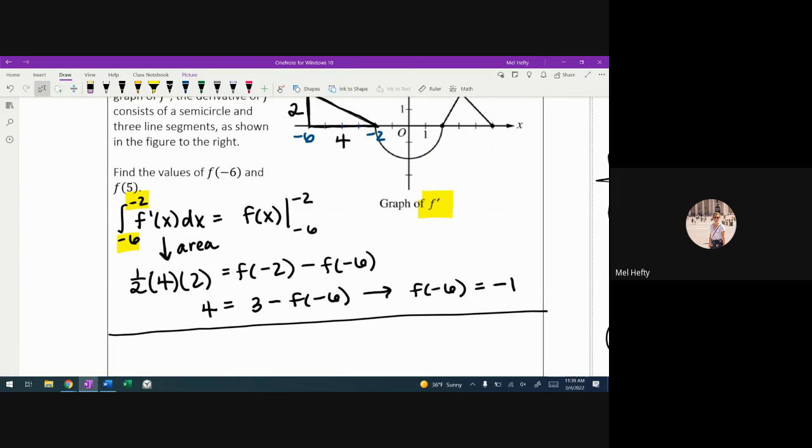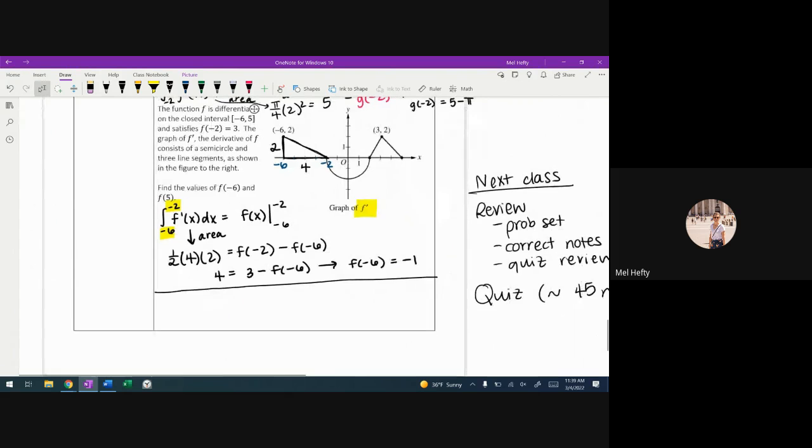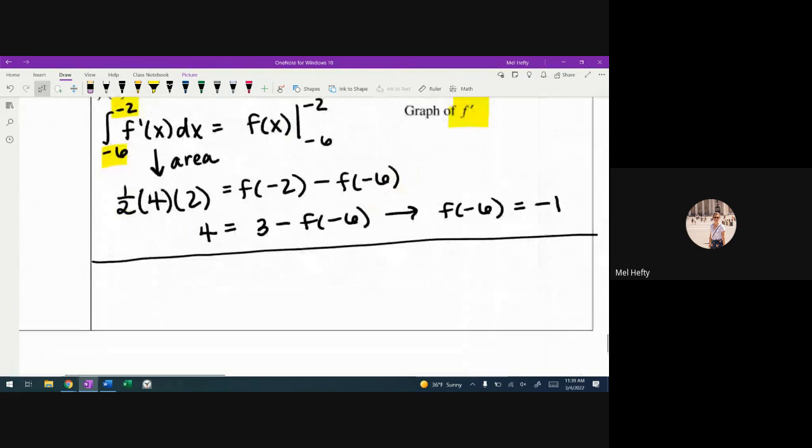If we're working with f of 5, again, we want to do an integral because we're looking to go from f prime to regular f. To get rid of a prime, we want to get rid of our derivative.